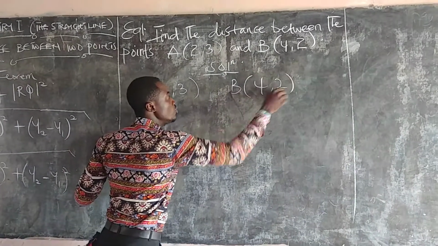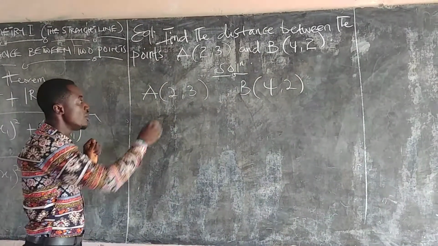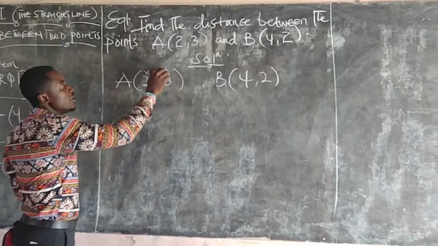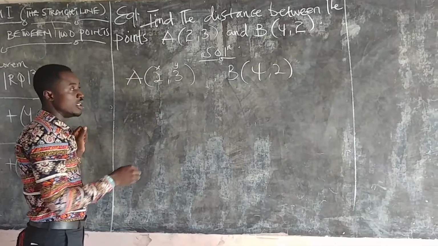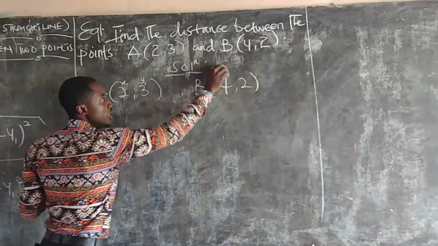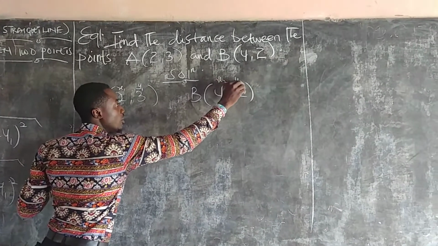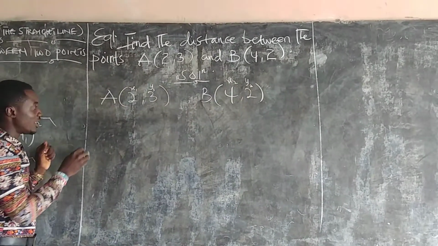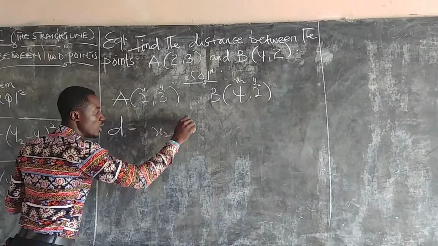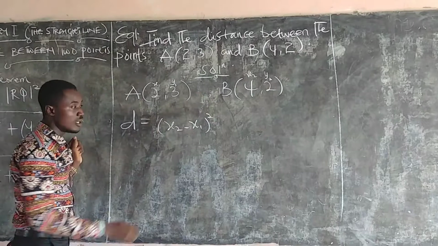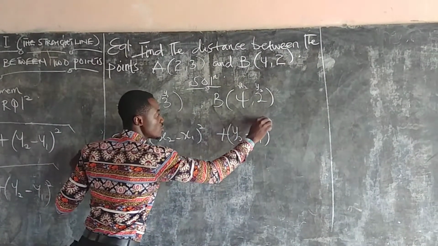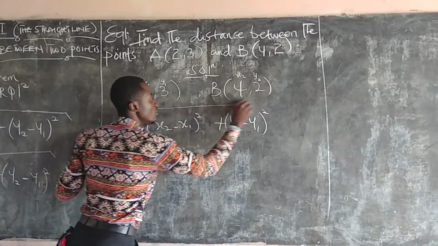When you come to point A, 2 is the x coordinate of point A, and 3 is what? The y coordinate. So this will be our x1, this will be our y1, this will be our x2, and this will be our y2. Then you write the formula down. D is equal to the root of x2 minus x1 squared plus y2 minus y1 squared.